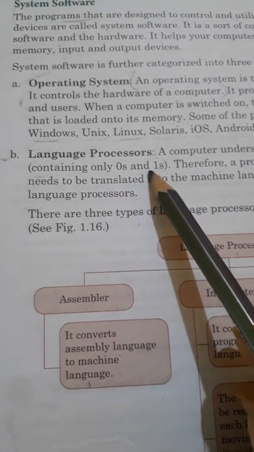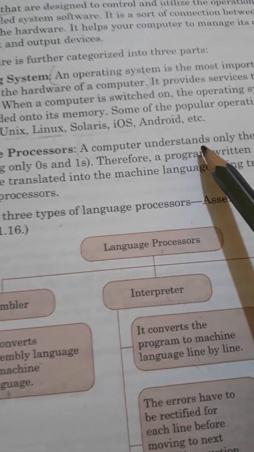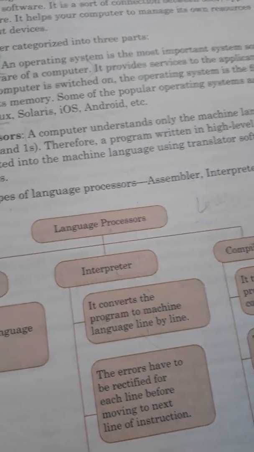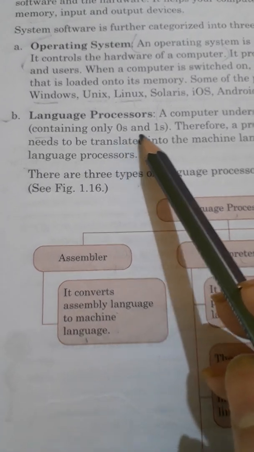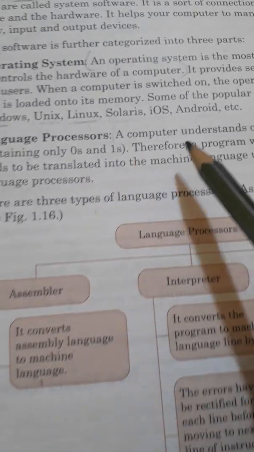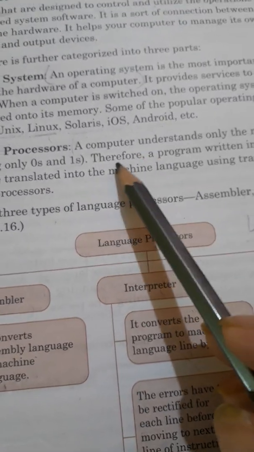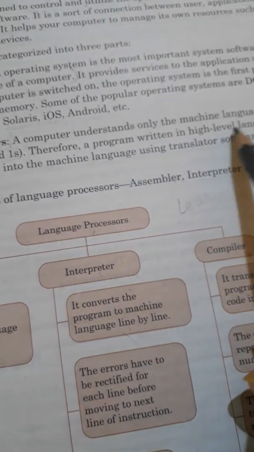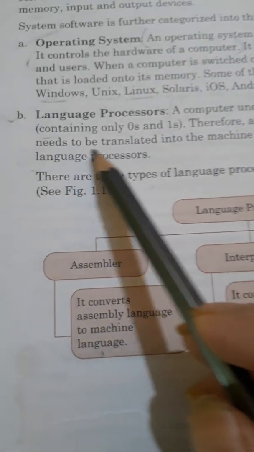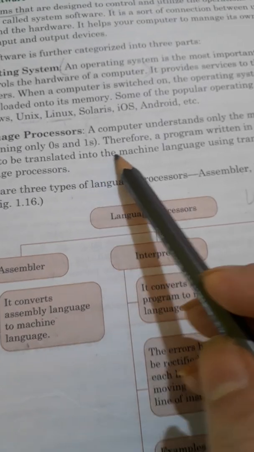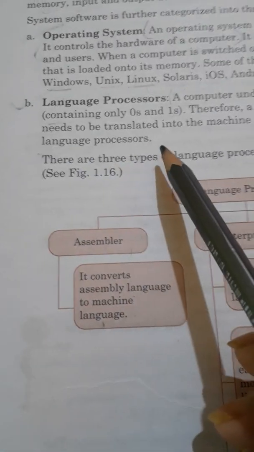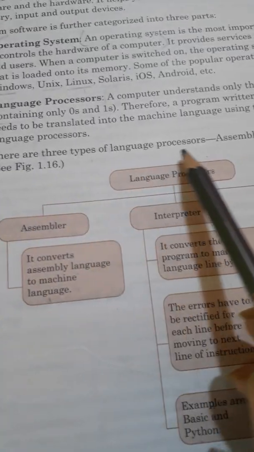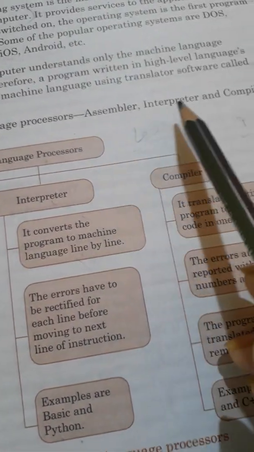Language processors. A computer understands only machine language, containing only zeros and ones, binary numbers. Therefore, a program written in a high level language needs to be translated into machine language using translator software called a language processor. There are three types of language processor: assembler, interpreter and compiler.